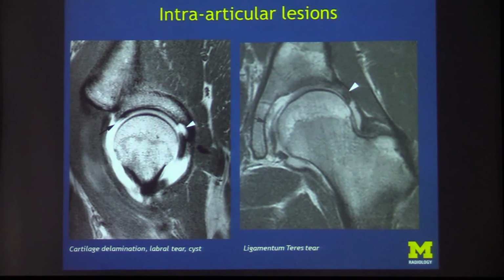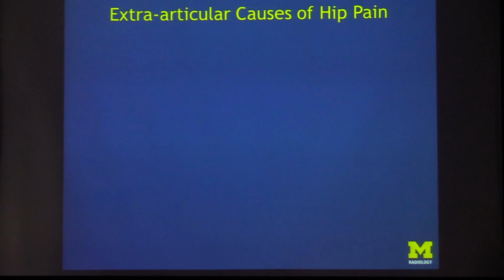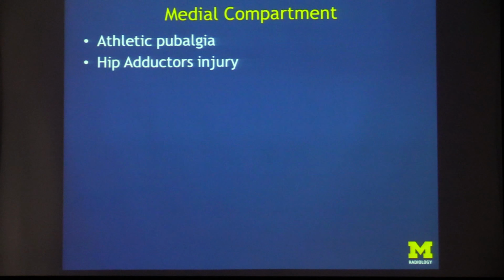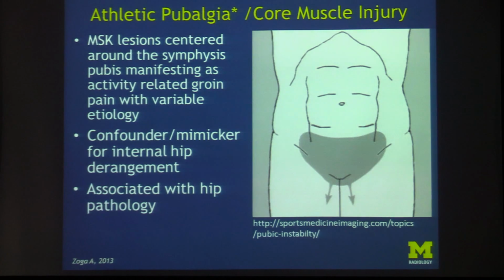Now, there are other intra-articular causes of hip pain, but due to constraints of time, I'd like to move on and talk a little bit about extra-articular causes of hip pain, and I want to start with the medial compartment and specifically athletic pubalgia. Now, why athletic pubalgia? One, it's a common mimicker of hip pain, and two, at times, athletic pubalgia is associated with hip pathology.